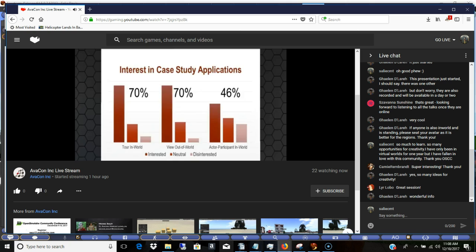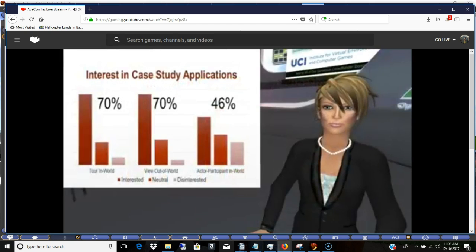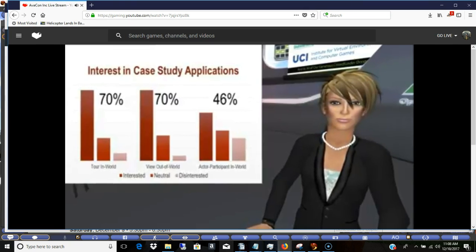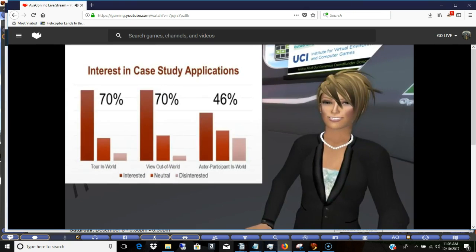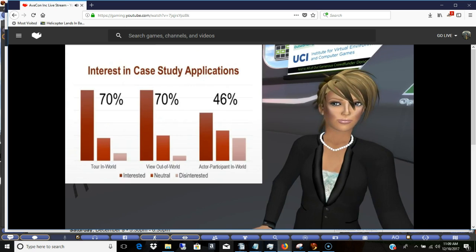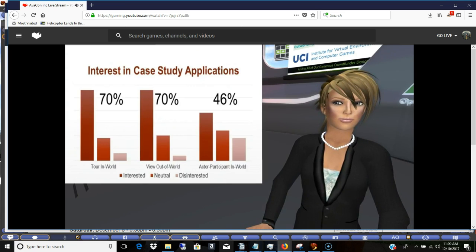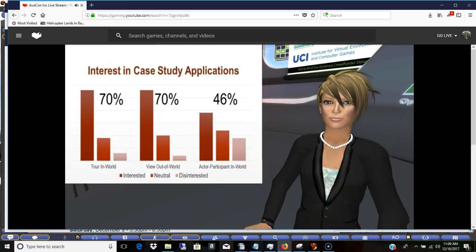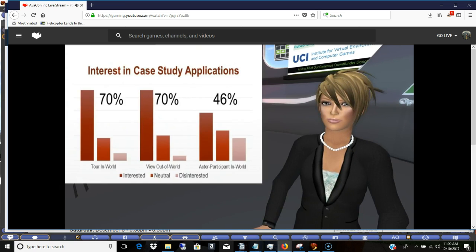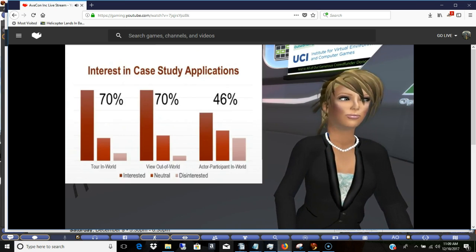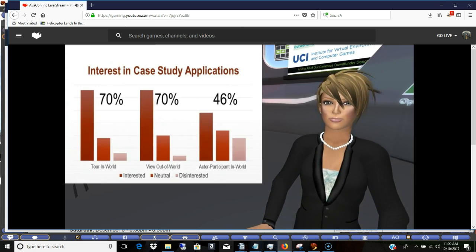So using a Likert scale for agreement, I asked students if they would be interested in touring in-world case studies, would be interested in viewing out-of-world video clips, dramatizations of the same case studies, or third, taking part in acting out the different scenarios. My expectation was that I would find about 33 to 38% of the students would continue to be interested in touring the in-world simulations, while maybe some more would like to participate in the out-of-world simulations. Well, I'm here to say the findings startled me. I couldn't believe that the students expressed such a high level of interest, 70% for both touring in-world and out-of-world.